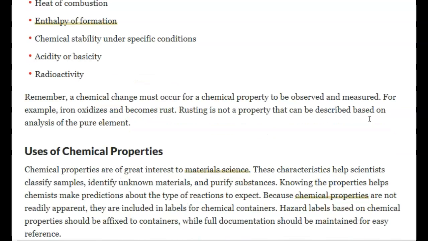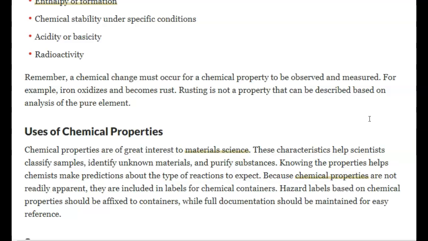Uses of chemical properties, let's cover that real quick. Chemical properties are of great interest in material science, and you could actually take a full course on just material sciences. These characteristics help scientists classify samples, identify unknown materials, and purify substances. Knowing the properties helps chemists make predictions about the type of reactions to expect. Because chemical properties are not readily apparent, they are included in lab labels for the chemical containers. Again, I'll show you that.